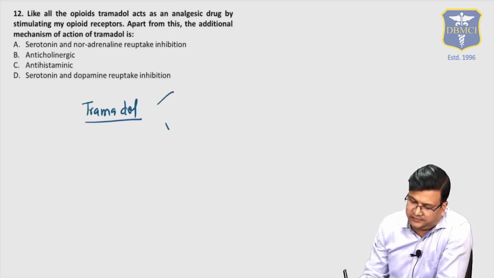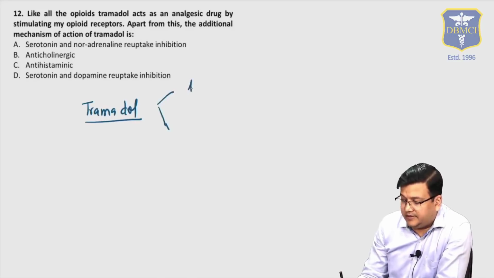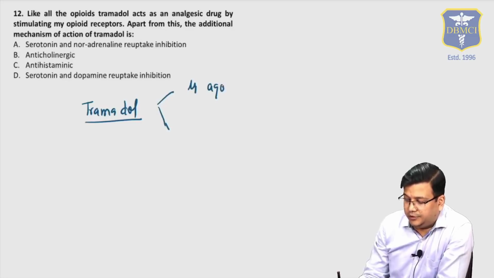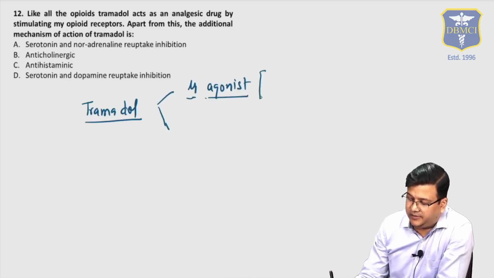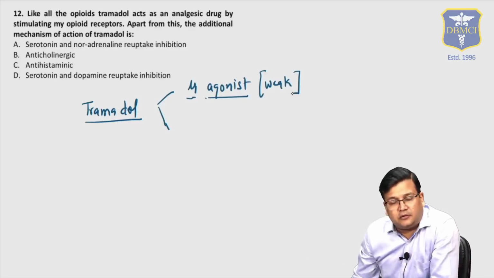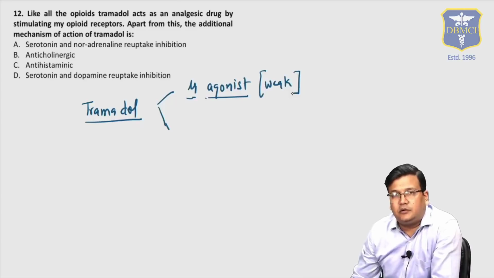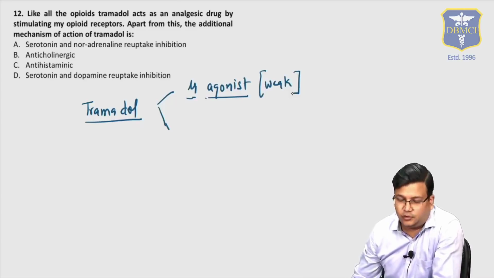There are two mechanisms. It is a mu agonist. Mu is a type of opioid receptor. It's an agonist on mu, but it is a weak mu agonist. It does act on mu, but not very strongly, not as strongly as morphine.